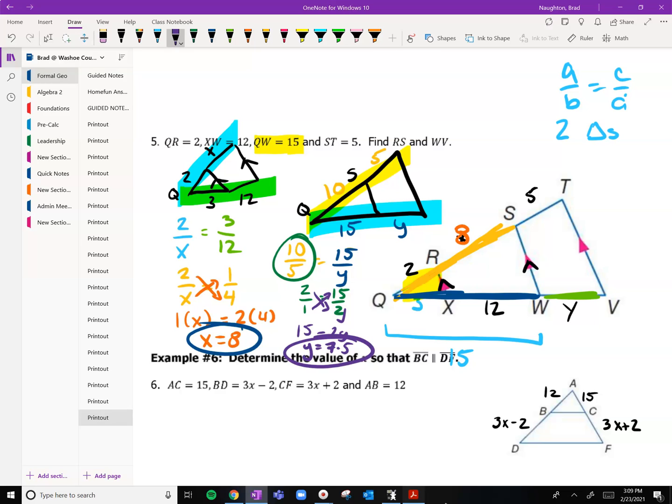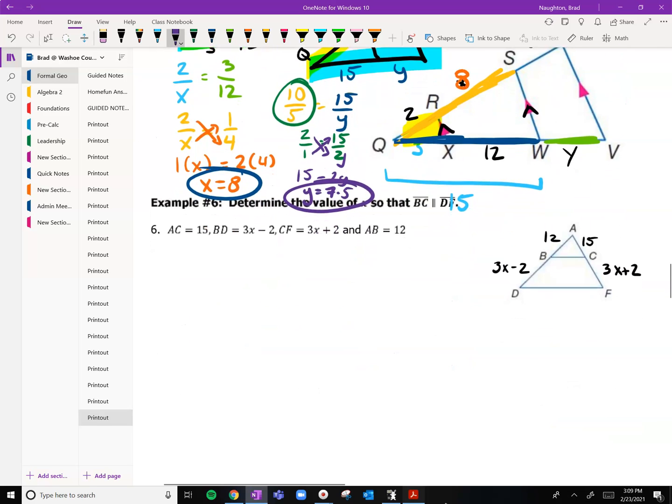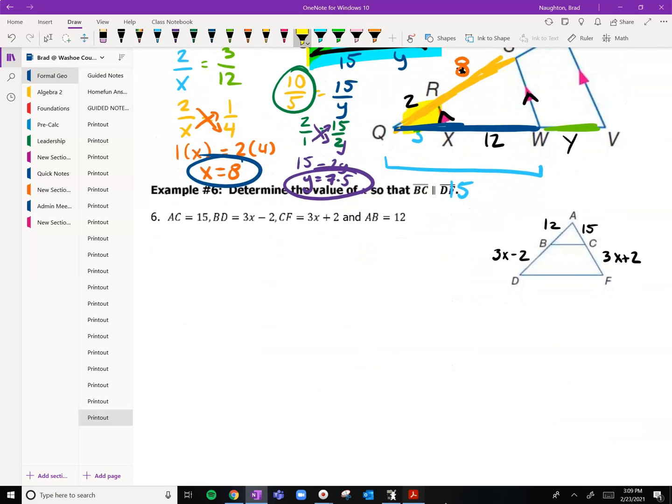Alrighty. Last but certainly not least here, sports fans, we have our side to side with some algebra that might get a little saucy. So let's make sure we are all good. So again, we are always starting at the shared. So 12 is to 3x minus 2, as 15 is to 3x plus 2. Alrighty. So we are trying to prove right here that those are parallel. So for what value of x is going to make these parallel?